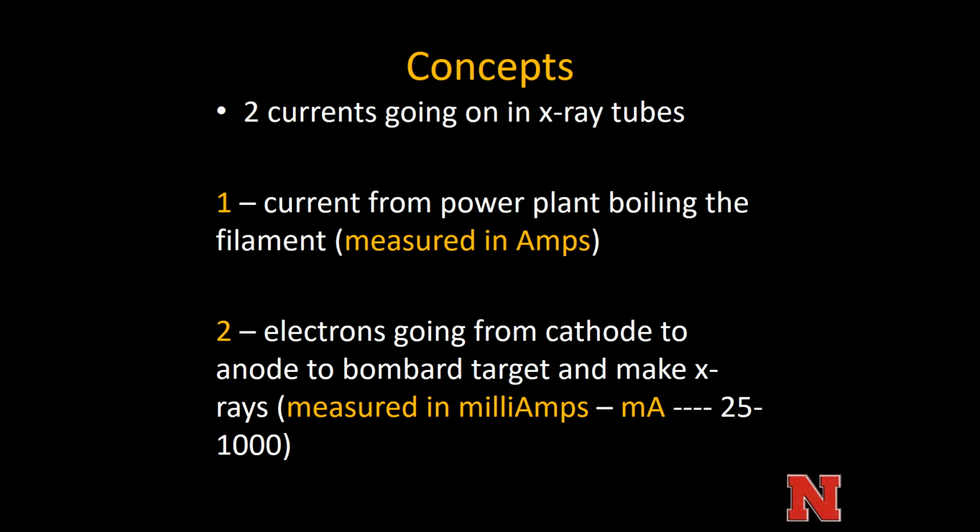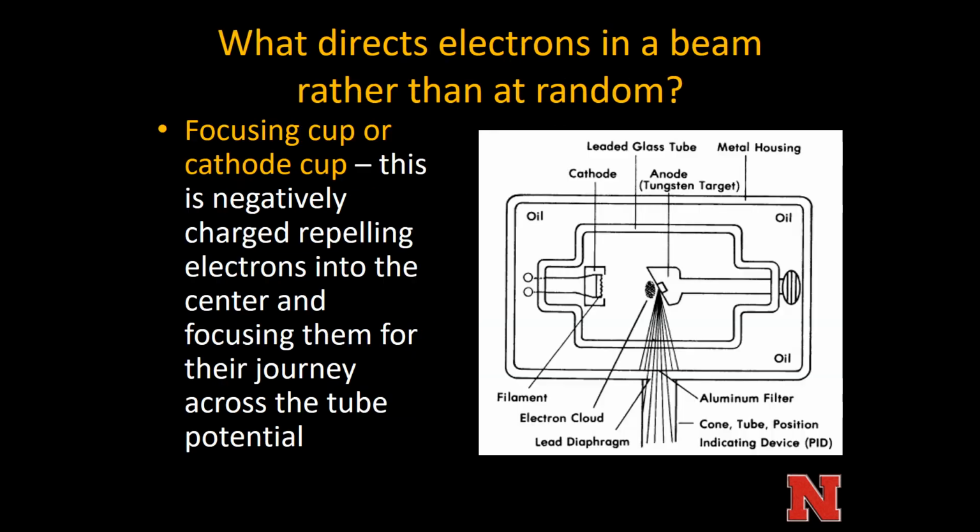All right, concepts. Two currents are going on in X-ray tubes. One is the current from the power plant, which is boiling off the filament, measured in amps. The second is the electrons going from the cathode to the anode to bombard a target and make X-rays. That's usually what we're referring to when you're talking about the diagnostic settings for a CT scan, and that's measured in milliamps, which is like 25 to 1,000 at most. Most CT scanners have a limit where they won't exceed a certain amperage, often around 500 or 600 milliamps.